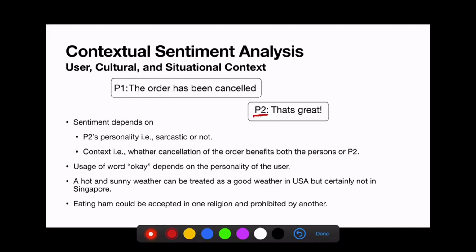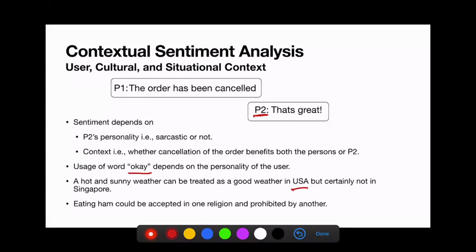There are other examples, like the usage of "okay" varies from one person to another: some consider it negative, some positive, some neutral. Other examples: hot and sunny weather can be treated as good weather in the US, right? Because the US is generally cold, but not in Singapore, of course. We always need to use an air conditioner or fan here, always.